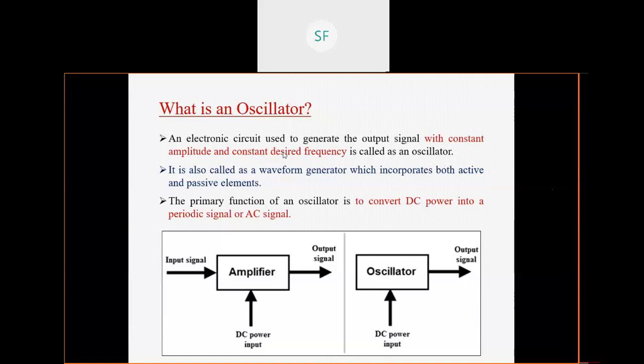Now in the first point we have stated that an electronic circuit is used to generate. Now what do you mean by generate? Now remember oscillator, just look at this particular diagram. If you observe this diagram, there are basically two diagrams side by side. The first one is a block diagram of an amplifier, and the second one is a block diagram of an oscillator. Now what is the difference you are observing in these two diagrams? Anyone? Just tell me the difference. Sir, there is no input signal in the oscillator. Right. Very good. There is no input signal in case of an oscillator.